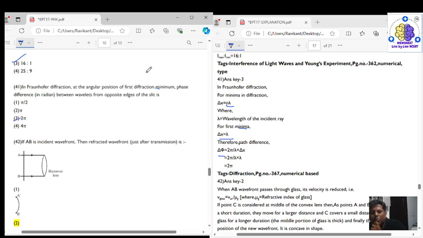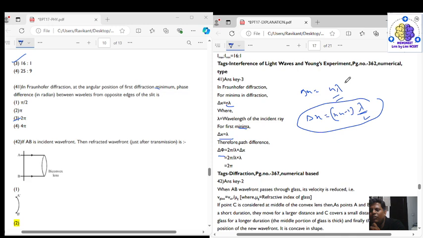Need to remember that in interference, the position of the bright fringe is when the path difference delta x is equals to n lambda. We need path difference as n lambda. But when it comes to diffraction, delta x is equals to 2n minus 1 into lambda by 2 for maxima, right? And for minima it becomes n lambda, right? It is opposite in diffraction and interference, we need to remember.